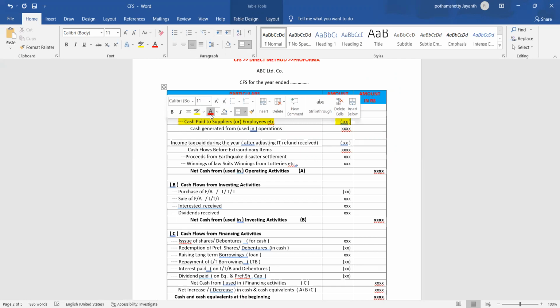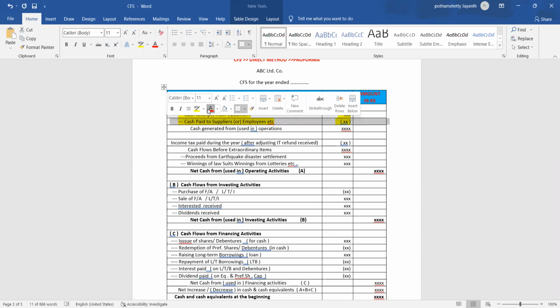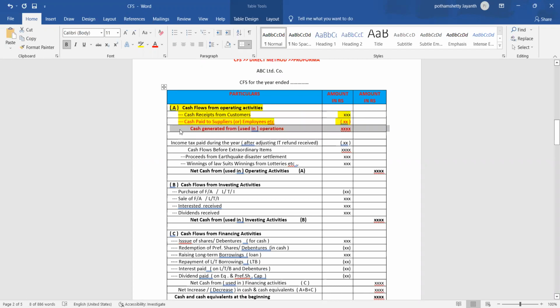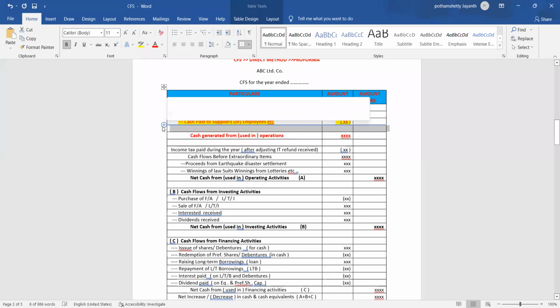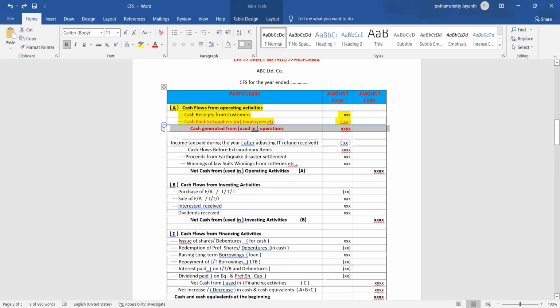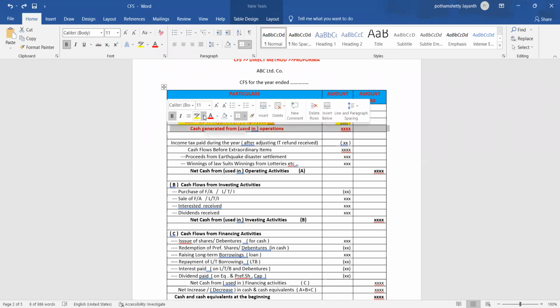This one you have to minus. Second one you minus from first one. Whatever balance is there, that is cash generated from operations. Red is coming, I will highlight this now. From cash received from customers, you are deducting cash paid to employees. So whatever balance will be there, that is highlighted now. Blue has come. This is cash generated from operations.